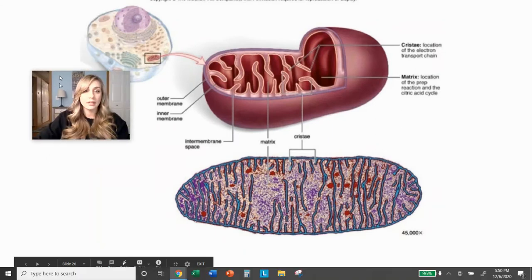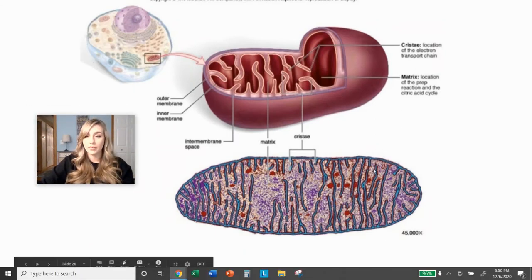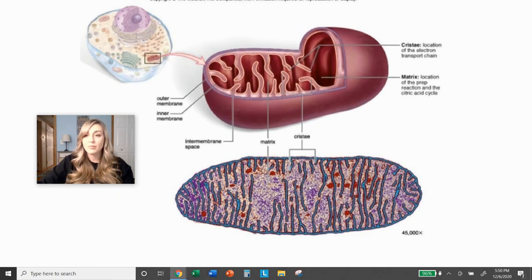Okay, so here is the anatomy of the mitochondria. This is an electron microscope picture here. You can see that it has that double membrane. There's a lot of surface area to volume ratio happening with all the folds. The inner space is a matrix. This is where the citric acid cycle or Krebs cycle is happening.